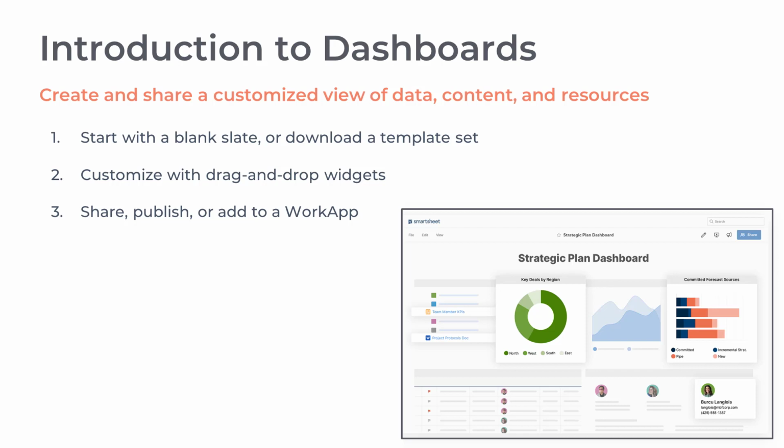A dashboard consists of drag and drop widgets. So all you're doing when you're creating a dashboard, you're simply creating a widget, selecting the type of information that should be in that widget, and then dragging and dropping it to structure your dashboard. You can then share a dashboard directly in Smartsheet. You can publish a dashboard to make it available at a public URL, similar to how you would access a website, or you can embed a dashboard either in a Smartsheet work app, in an external tool like Microsoft Teams, or other tools that can take an embed code.